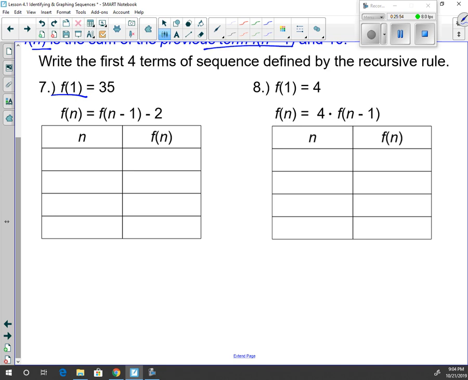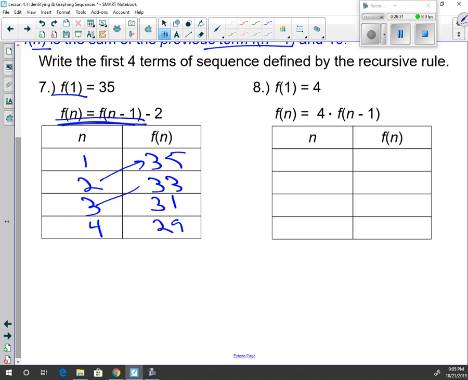So this means, again, first term. I already know right away if I'm filling out this table, the first term is 35. It's telling me. And then this means to take the previous term, which if I'm finding term number 2, the previous term is 35. And then I take 35 and subtract 2, which is 33. And if I want to know the third term, I take the previous term, which is 33, and subtract 2 again, which is 31. And then I subtract 2 again, and I get 29, and that would be the fourth term. And then I can continue to subtract 2, okay?